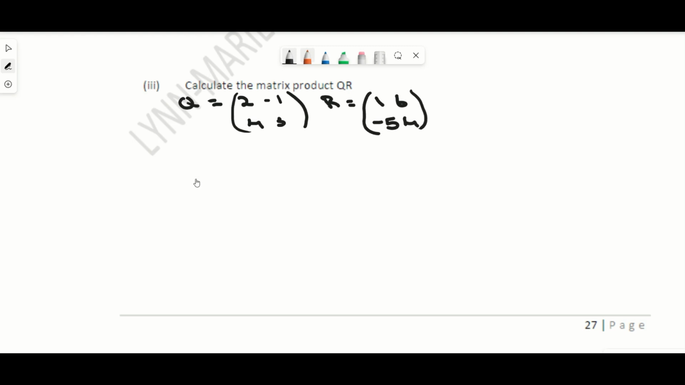Right, the first thing we're going to do is write the orders. This is a 2 by 2. This is also a 2 by 2. We can see that they can multiply because these numbers are equal, and your product would be 2 rows multiplied by 2 columns, as this 2 by this 2 here, right?